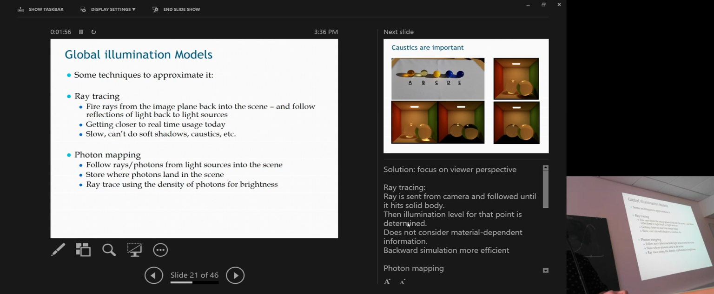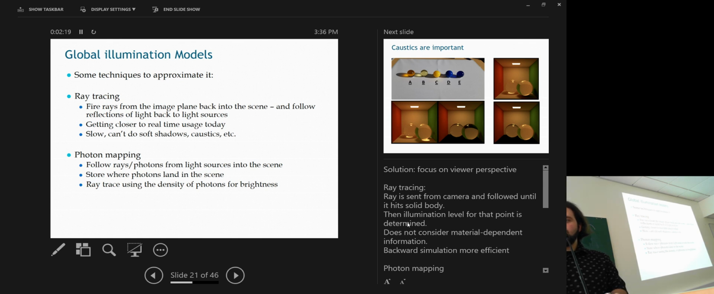But this is also pretty demanding in terms of computation, but it can realistically render soft shadows and caustics and all the effects that result from the indirect light source. So, when we have light coming from several bounces.